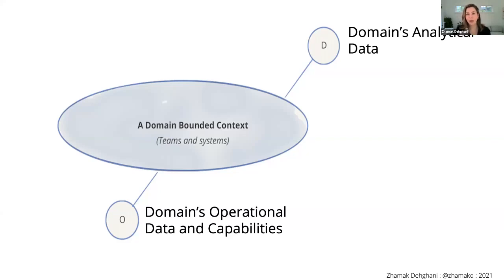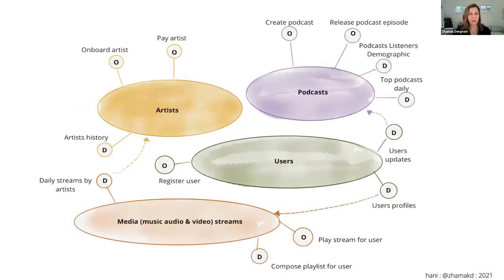And then you have this D lollipop, which gives an interface into your domain, an access point, an endpoint in your domain for sharing the analytical data from that domain. So let's give an example.